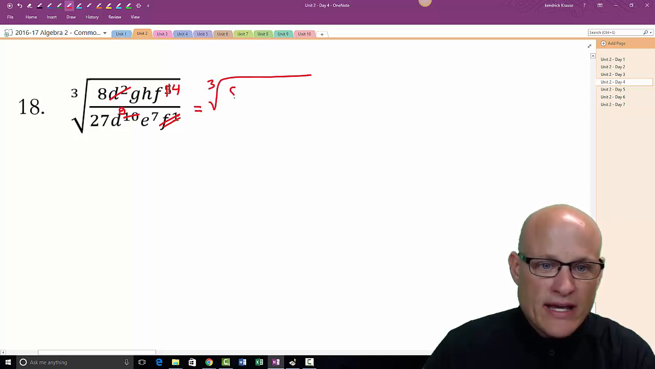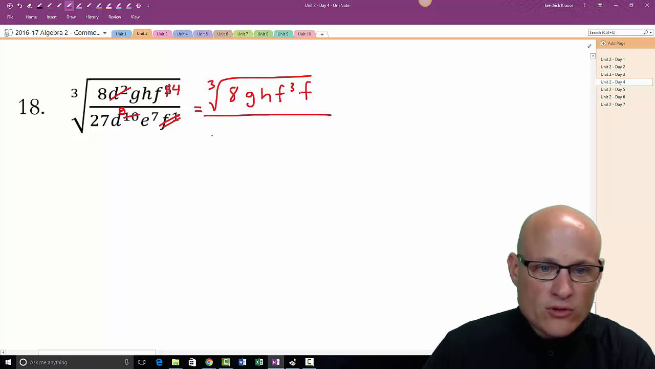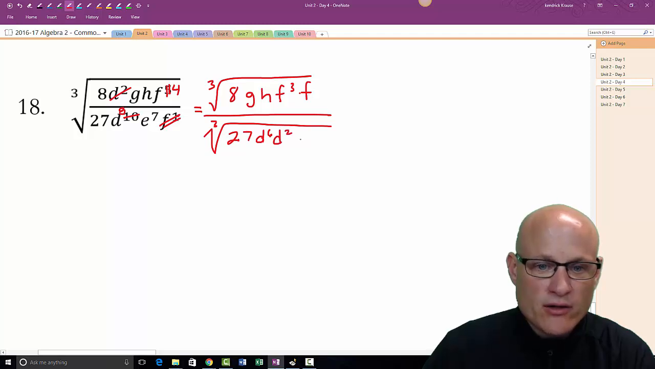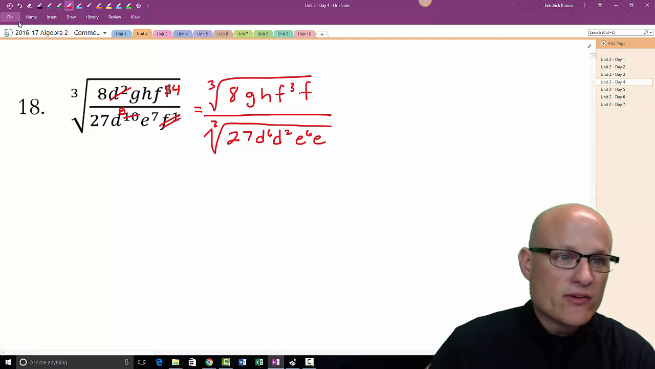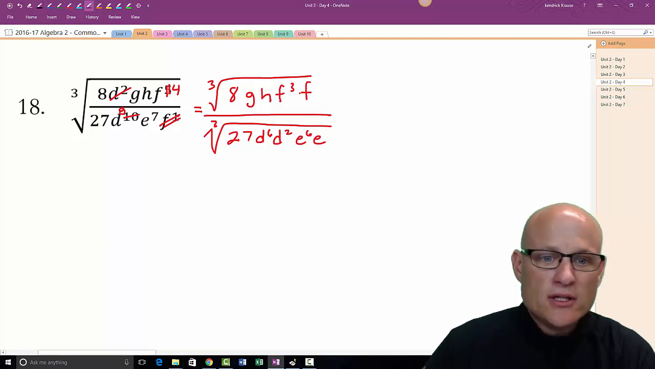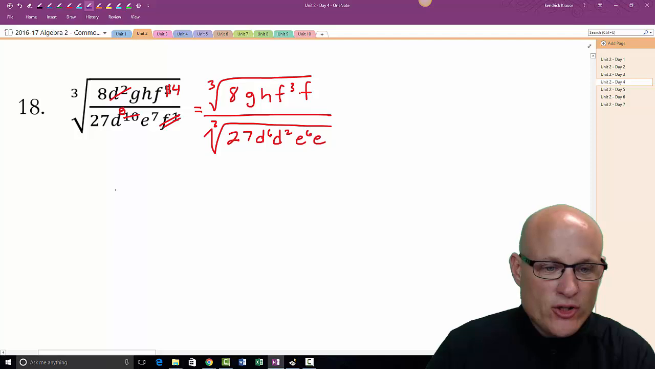So what I end up with is, and I'm going to split this up. The cube root of 8 G H F cubed times F all over the cube root of 27 D to the 6th d squared e to the 6th e. Man, this is ugly.